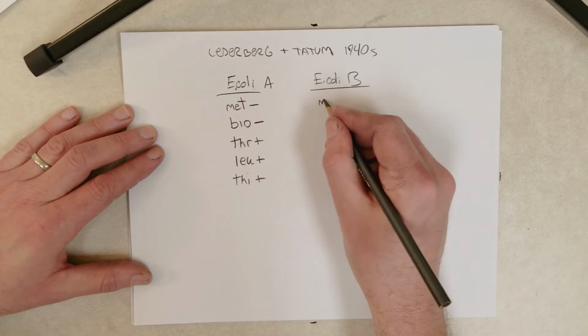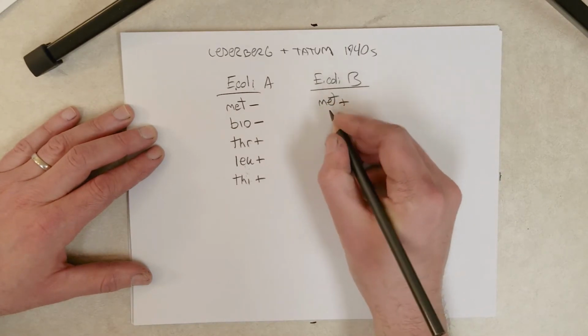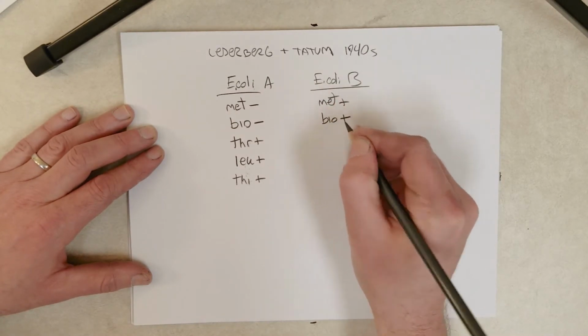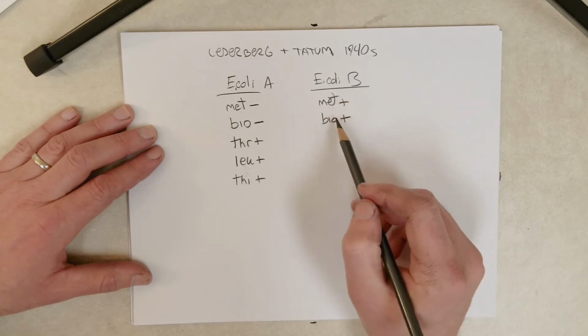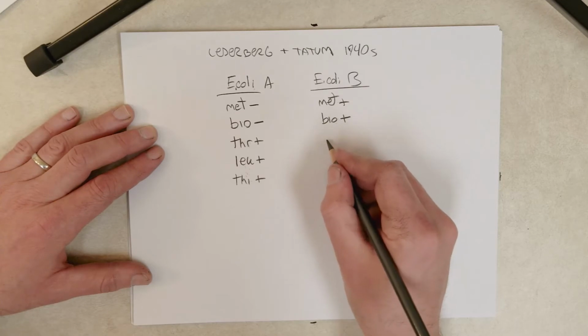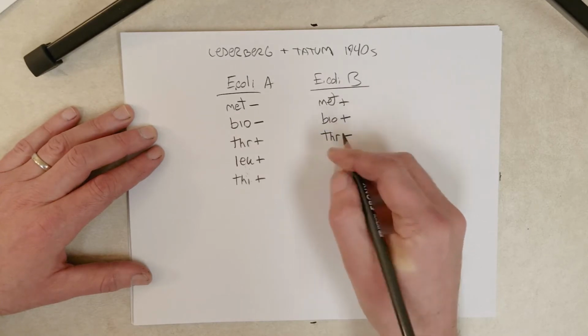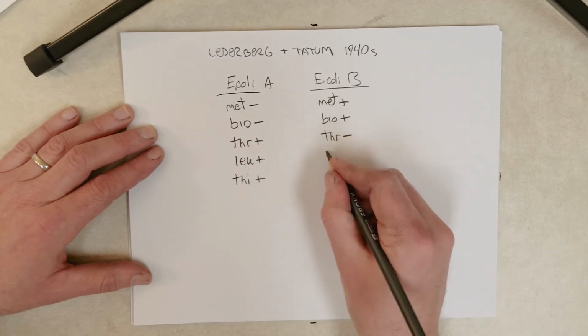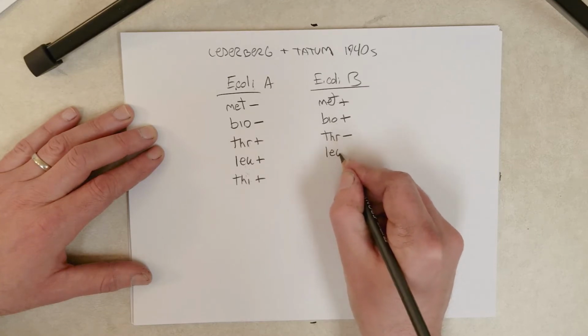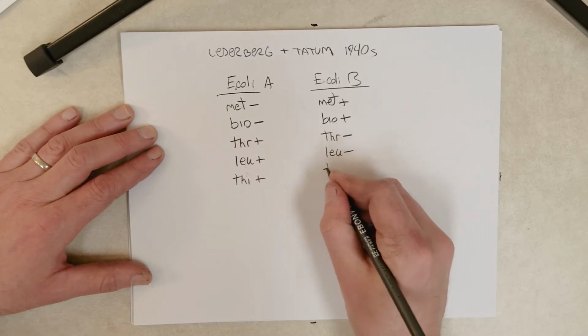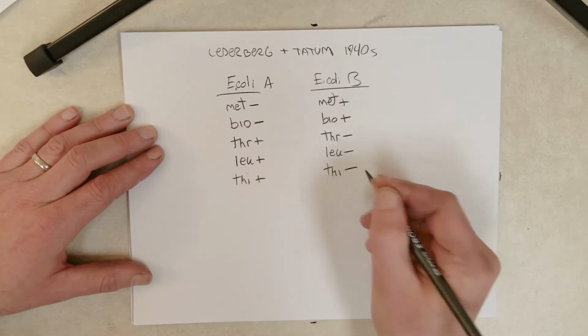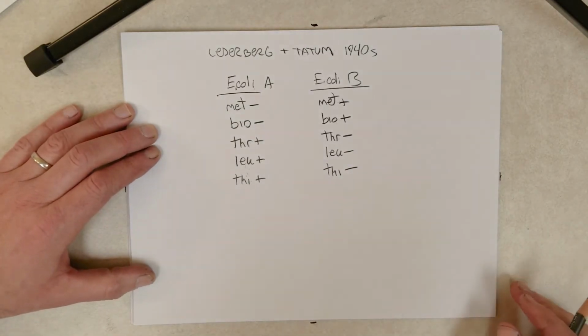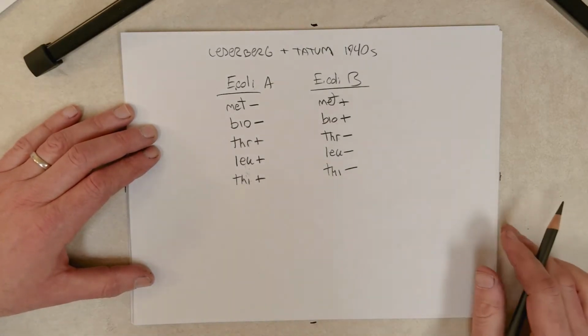E. coli B, however, doesn't require methionine or biotin. It has all the genes needed to make these 2 compounds. But it is mutated in at least 1 gene to make threonine, at least 1 gene to make leucine, and at least 1 to make thiamine.